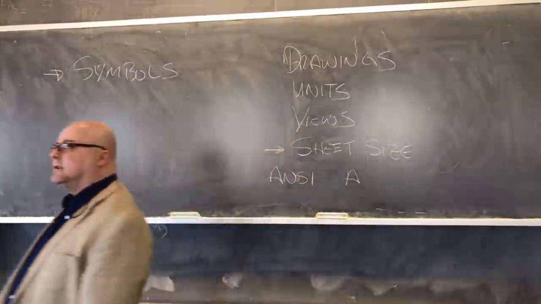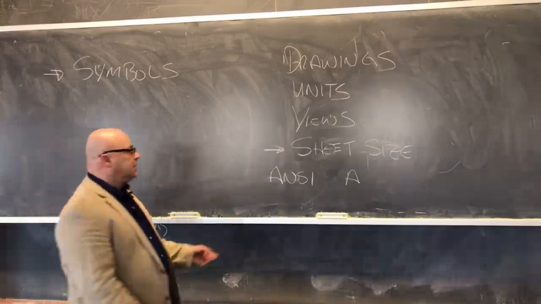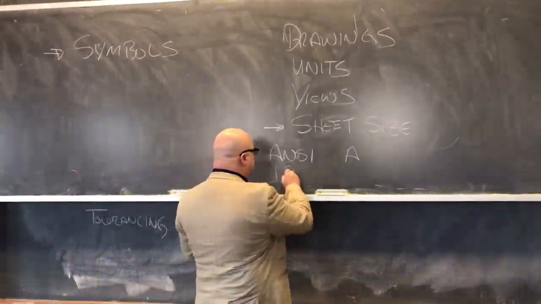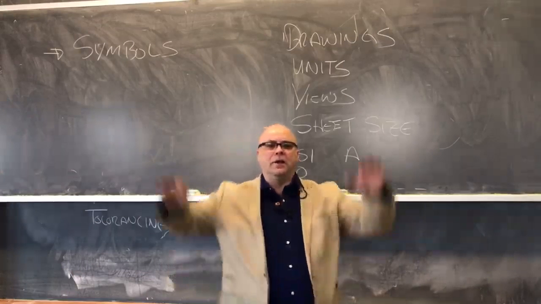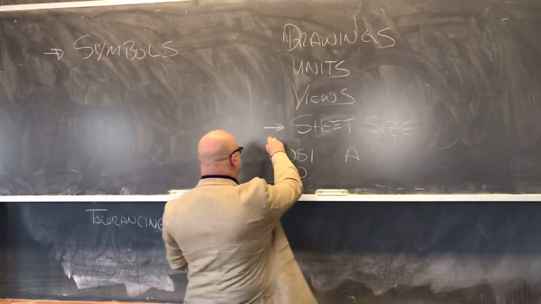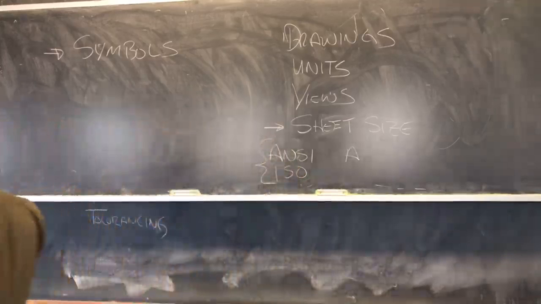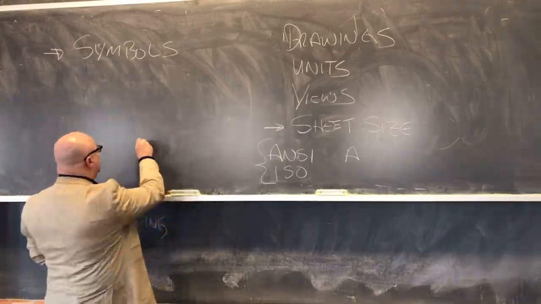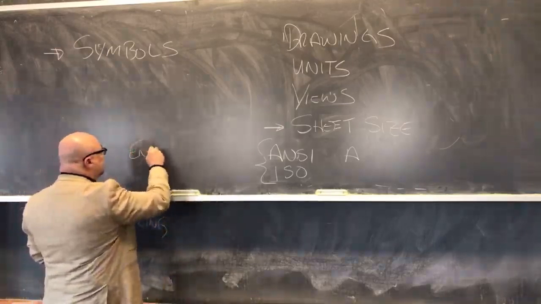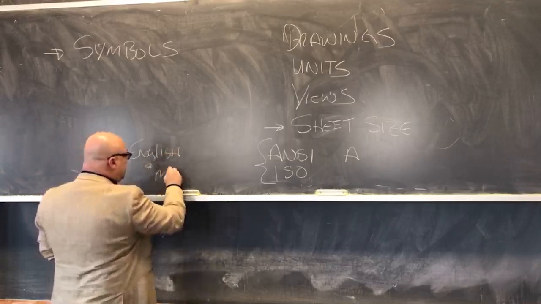That's one of the possible sheet sizes. Is there another possible thing? Yeah. ISO. And is that ABC also? I don't remember. All right, you guys can sit back down, because this is what I wanted to get out of that. So what are ANSI and ISO? English and metric.